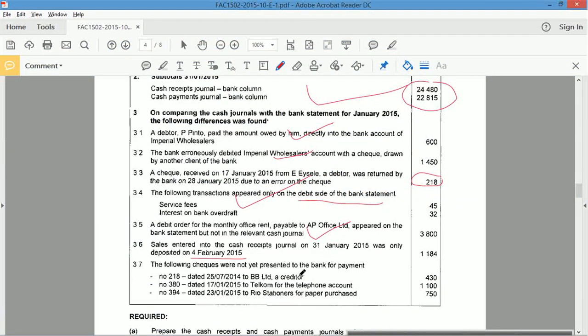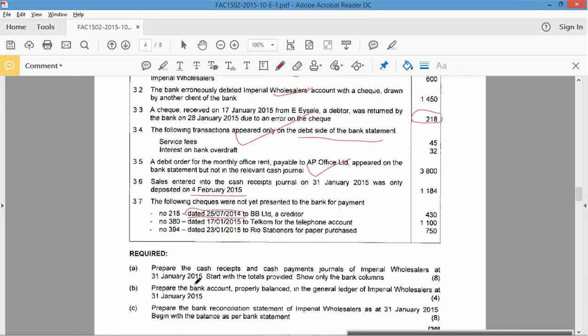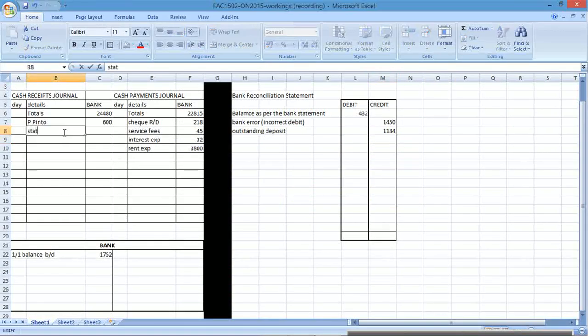The following checks were not yet presented to the bank for payment. This date looks very old because we're sitting in 31st January 2015. So from that date to January, that would be 2014. So that was last year. Is it greater than 6 months? Yes, it is. So it's a stale check. So this 430 would be a stale check. If you say check RD, will they mark it? No, they won't. They'll mark the amount. I don't know if they give marks for the description. They might. 430.